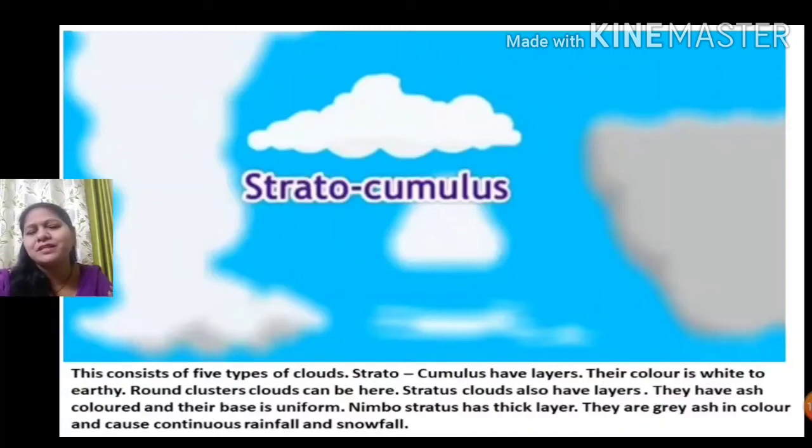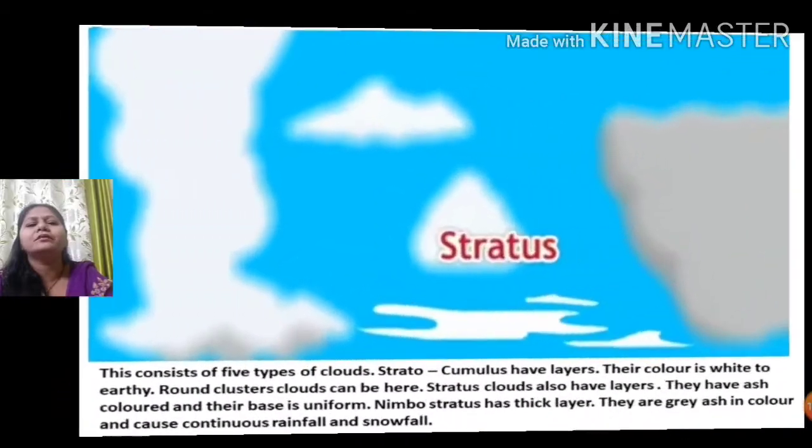You can see how is the stratocumulus. उसमें layers होते हैं. These clouds are having layers and their color is white. ये बहुत सफेद clouds होते हैं. Okay, and to the earth ये बहुत white color होते हैं.